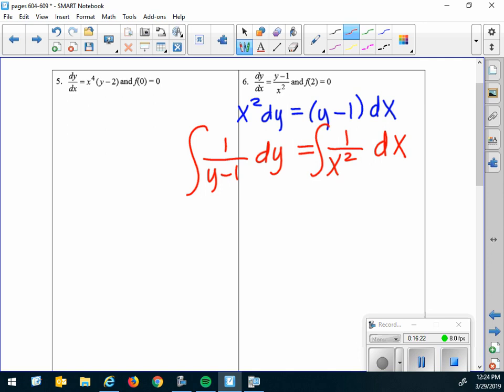What's that left side? Natural log of absolute y minus 1 equals, ladies and gentlemen, please, please, please, if you call that natural log of x squared, I'm just going to fall down right here.